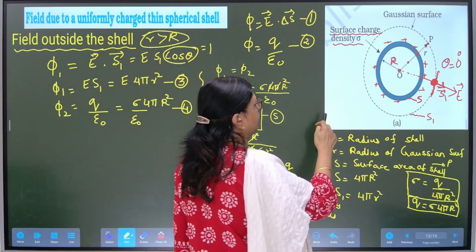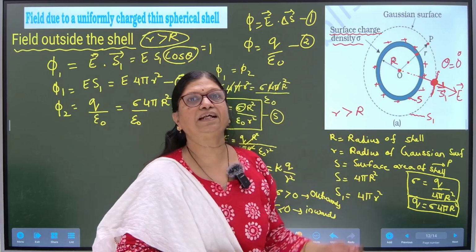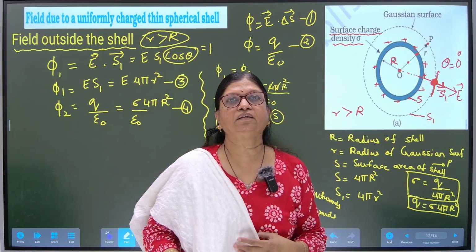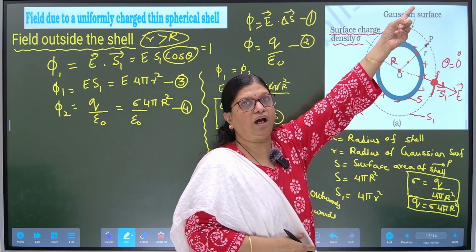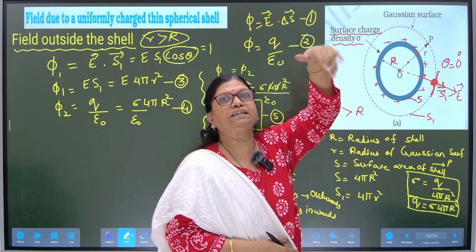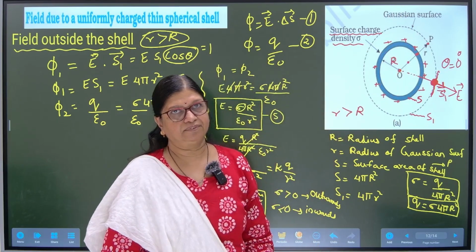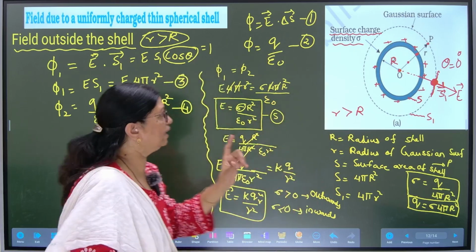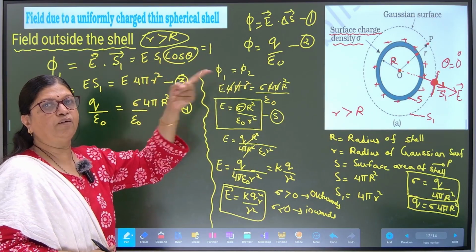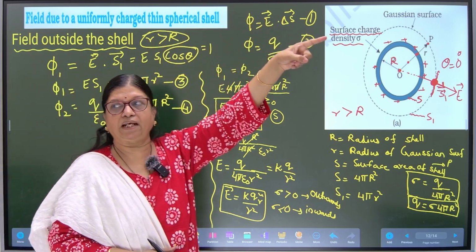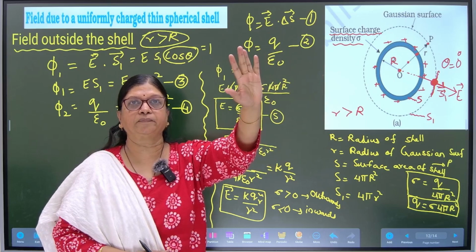Here also we can write R greater than r. What does this mean? That the point is outside the shell. R greater than r means the distance R from the center to the point is greater than the radius of the shell itself. So, without writing the whole sentence, "find an electric field for a point outside the shell" can be just written as "for R greater than r."